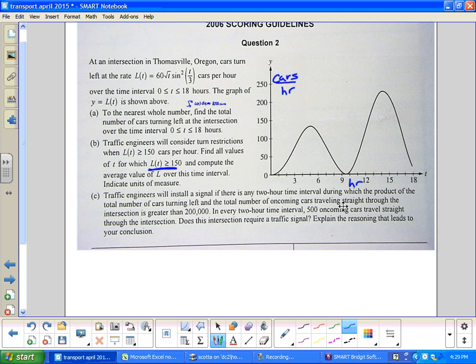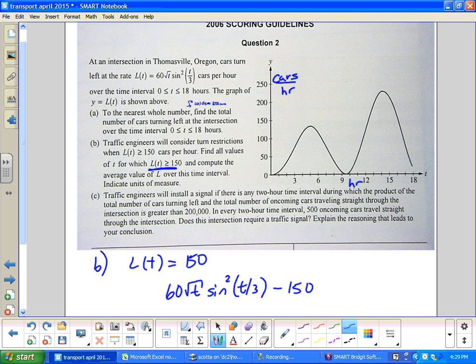Okay, so I would go to my calculator and I would say L of t equals 150. All right, and I know it's greater in between, so I just want to know those 2 points. And be careful on your calculator, guys. If you put this in your calculator, you can use the intersection of 150 in that, or what I would do is use a solver. But you have to enter this the correct way, which is to say minus 150 equals 0.